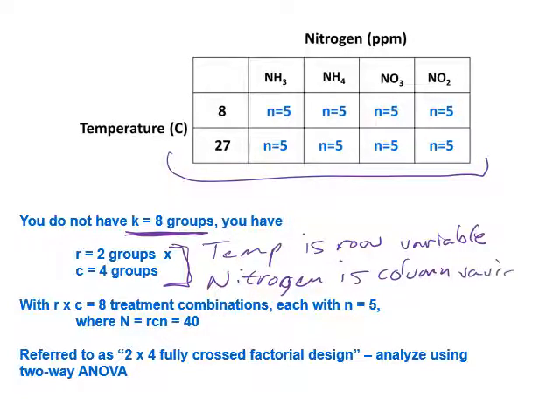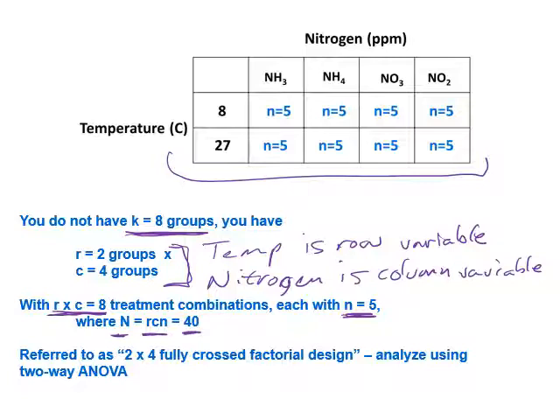And so what you have is a row variable, temperature, that has 2 levels, and you have nitrogen, which is a column variable, and it has 4 levels. So what we have are the number of rows times the number of columns, 8 treatment combinations, each with 5 replicates in them. So big N is equal to the number of rows times the number of columns times the number of individuals in each one, which is still 40.